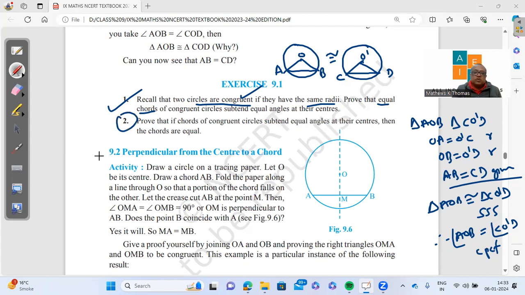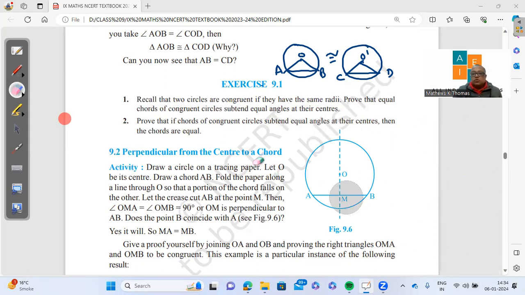And question number 2, if you see, is the reverse or the converse of this. It's the converse of the question that we did just now. So we are going to prove that if chords of congruent circles subtend equal angles at the center, then the chords are equal. The conditions are going to be different, but the proof is going to be almost the same. What are we going to do? We are going to take the same two triangles. We draw the same figure.